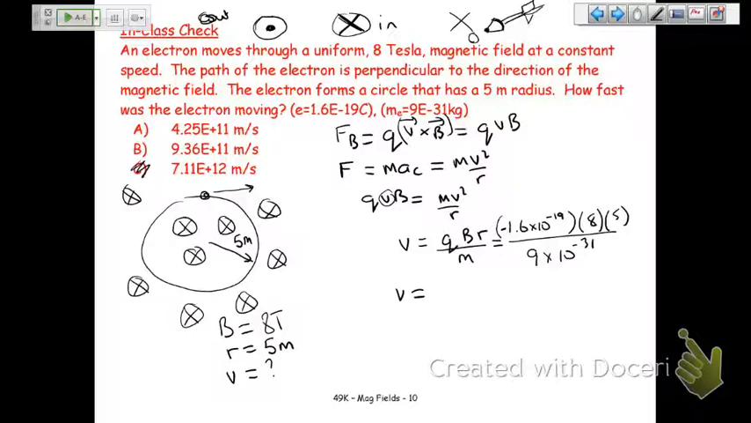Okay, so go 1.6 second EE to the minus 19, enter, times 8, enter, times 5, enter, divided by 9 second EE to the minus 31, enter. And I'm getting 7.11111 times 10 to the 12. C!